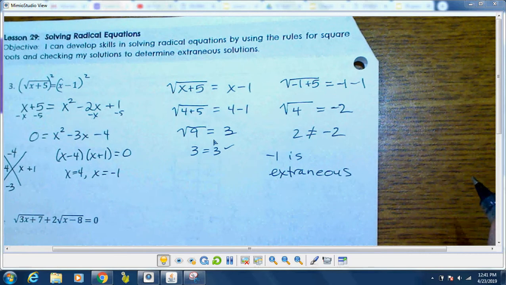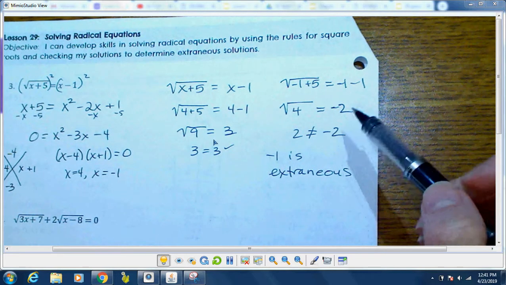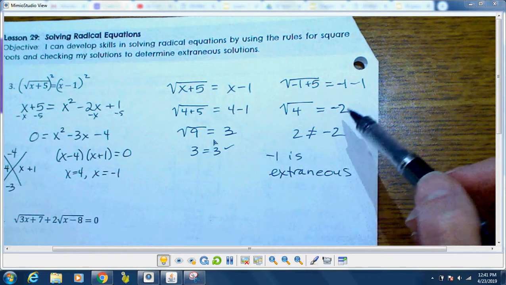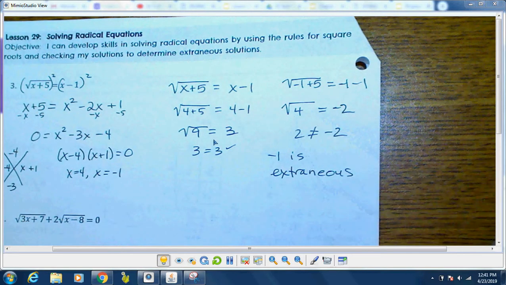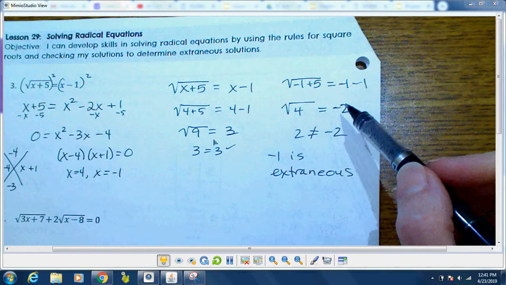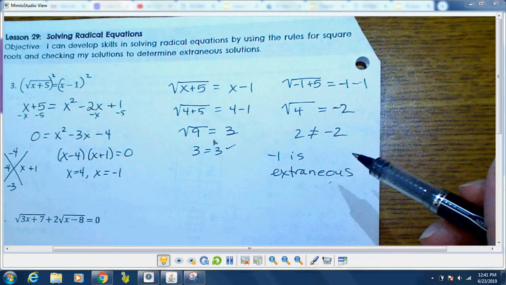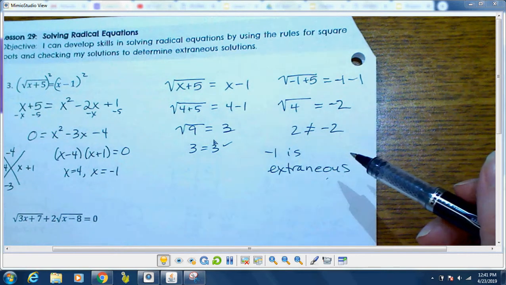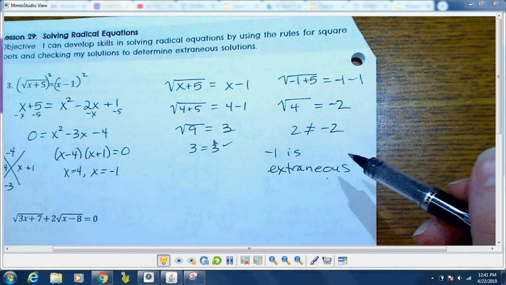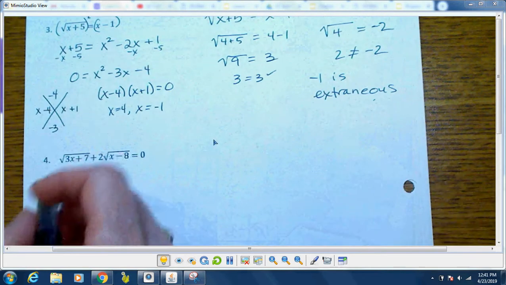Okie dokie. And I'm actually kind of struggling with this, because I know that -2 times -2 can give you a +4, but I still think that that's an extraneous solution. I might plug that in and graph it and see what happens then. All right, I'll get back to you on that one.